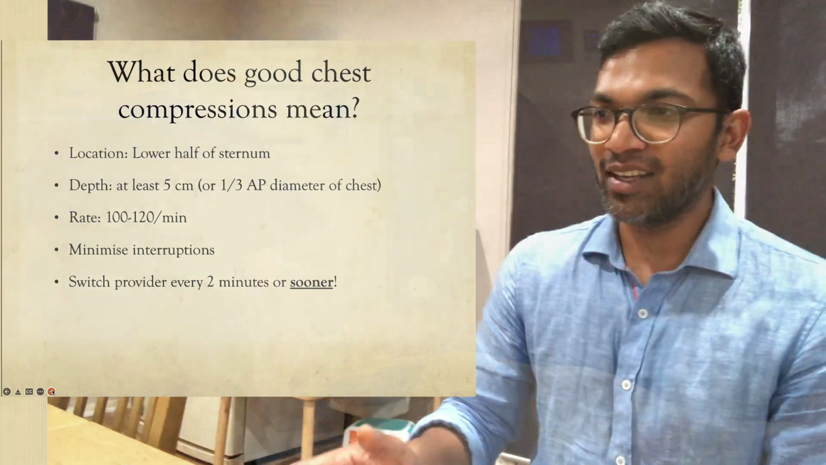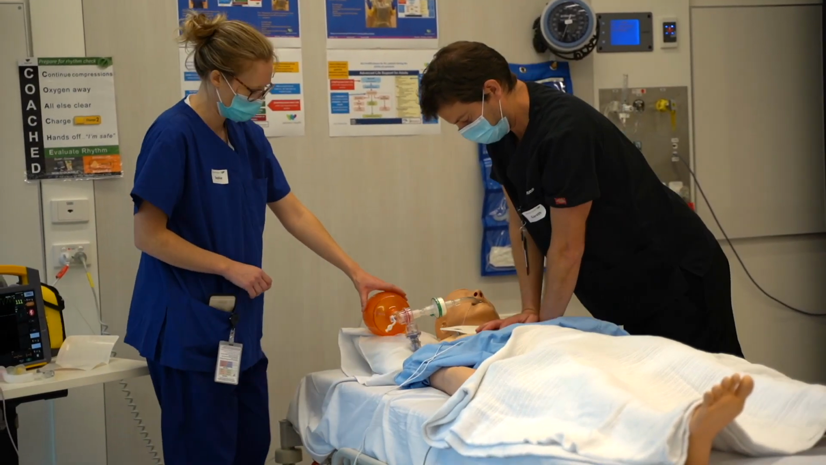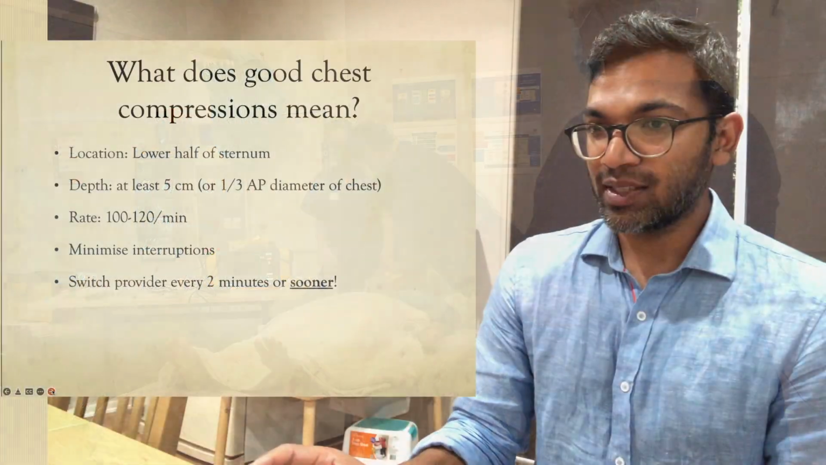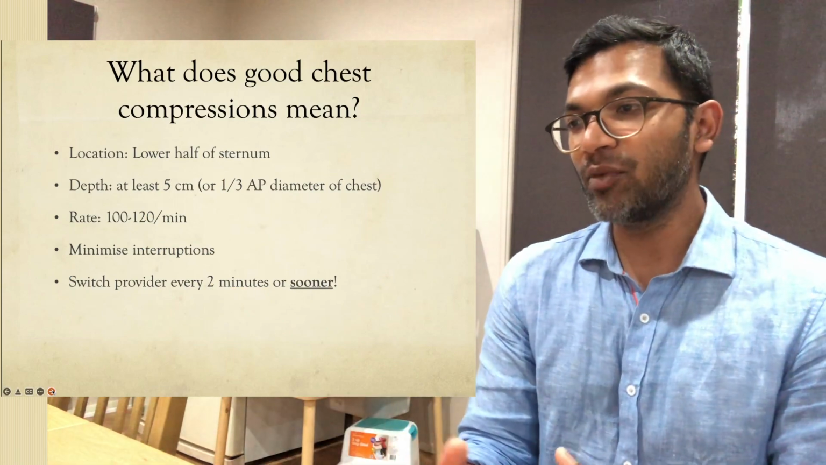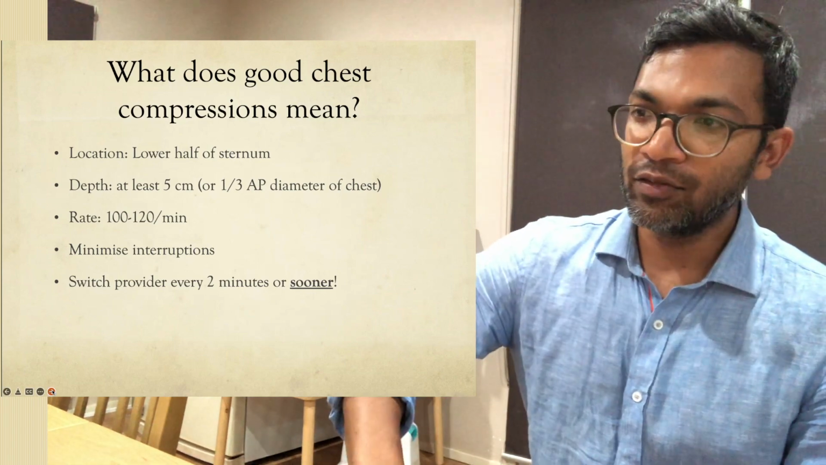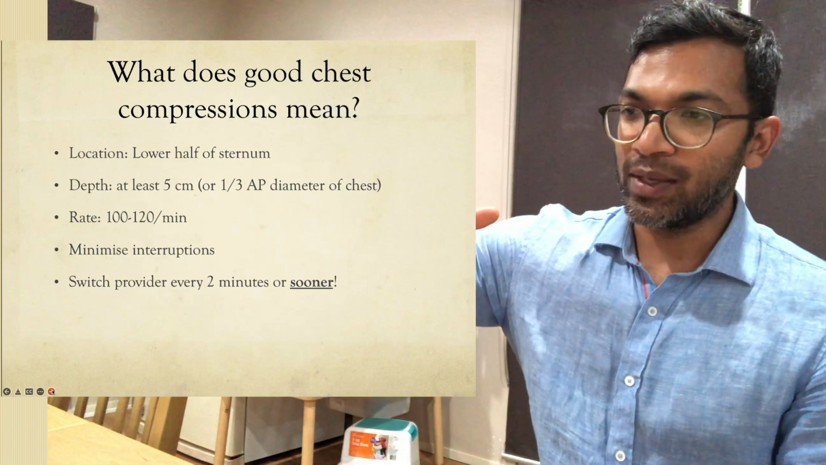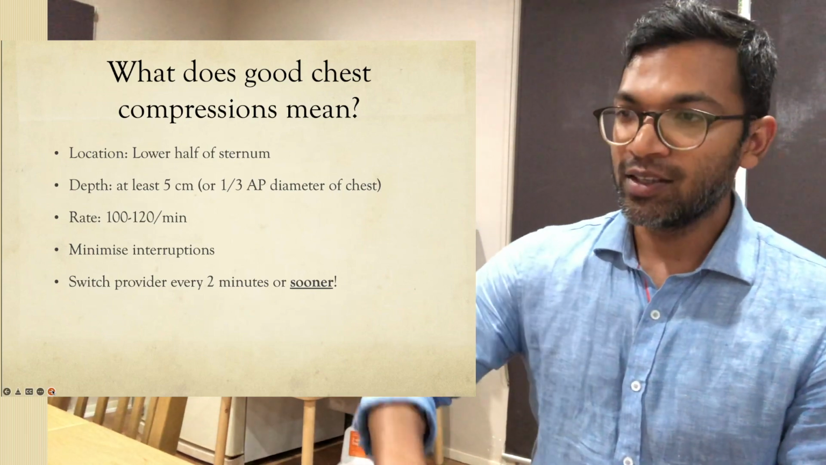Staying alive. You minimize interruptions and switch providers every 2 minutes. Now, there's a lot of other things that you can read about this. For example, you might read about the duty cycle, which is you want 50% down, 50% up. So you don't want it to be a slow down and then a sharp up. You want it to be an even thing like that.